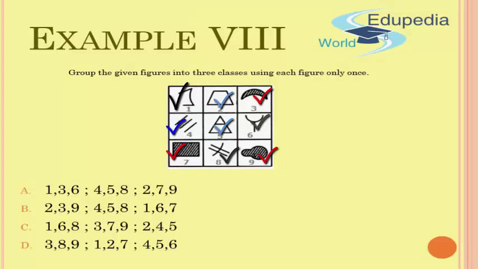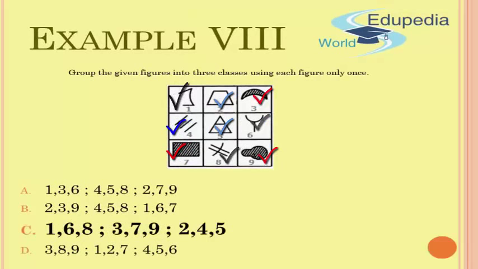Okay, there is no curved line. There is no shaded area. They are all straight lines. Okay, 2 is a trapezium. 5 is a triangle with a horizontal line in between, and 4 has 3 parallel lines. So my answer will be 1, 6, 8 as one group, 3, 7, 9 as the second group, and 2, 4, 5 as the third group. And I'll go ahead and select option C as the correct answer choice.